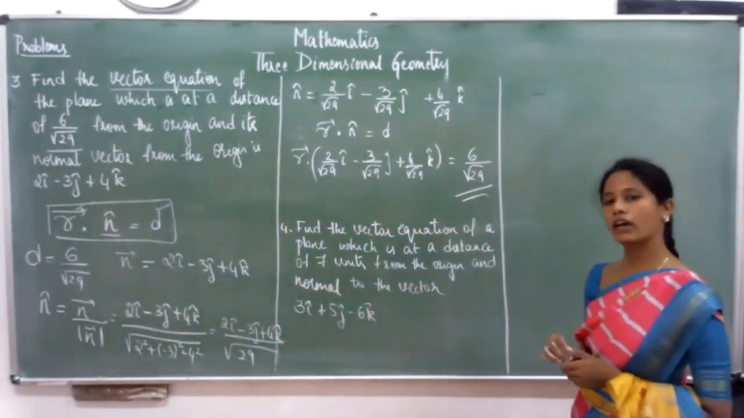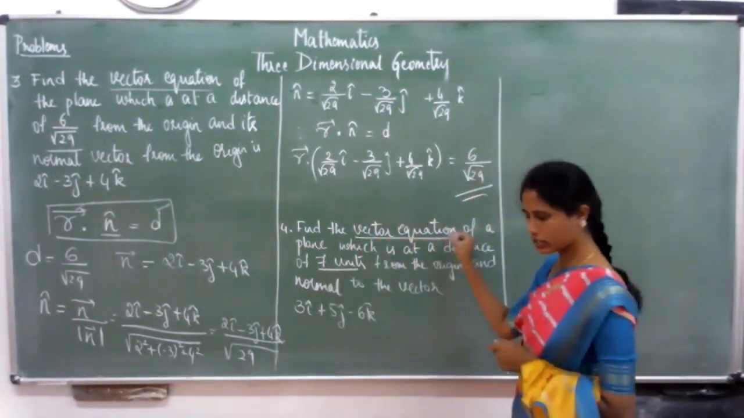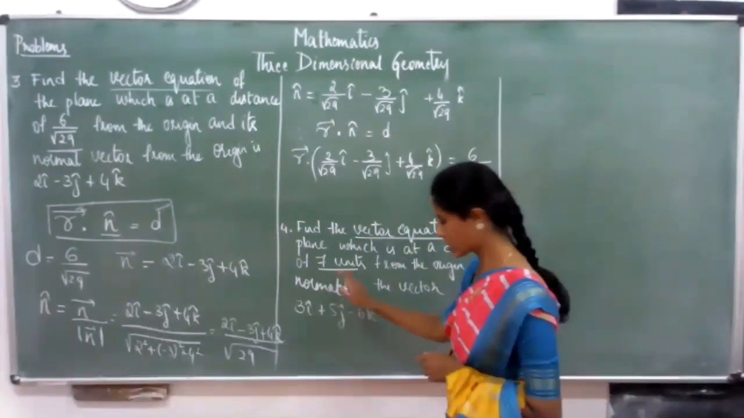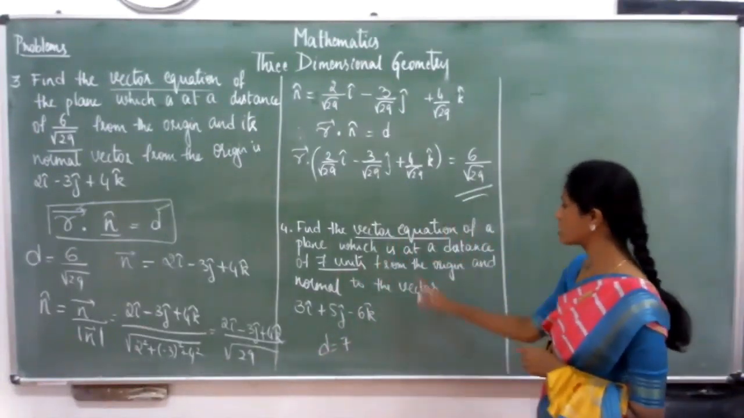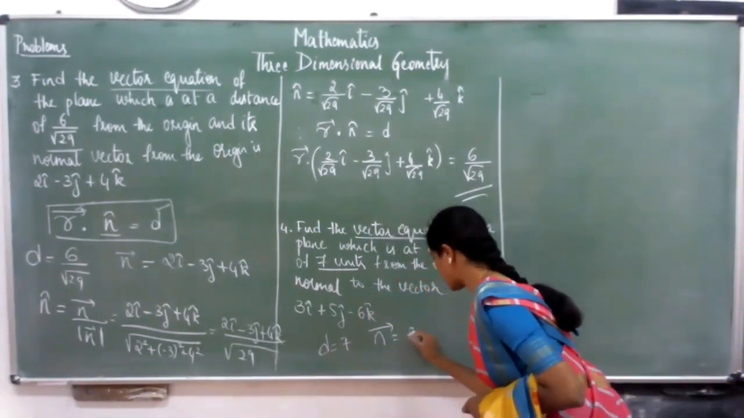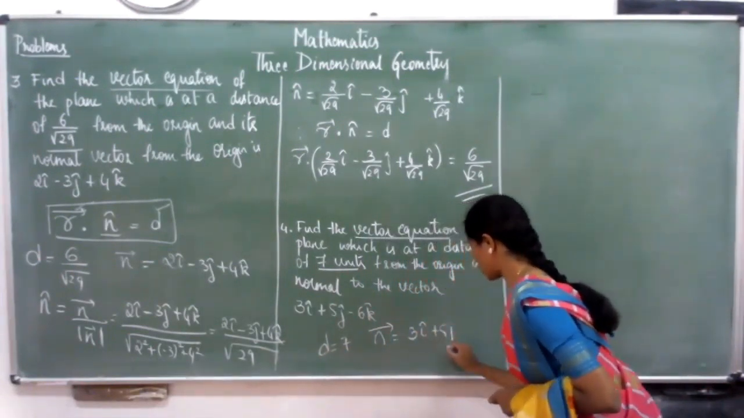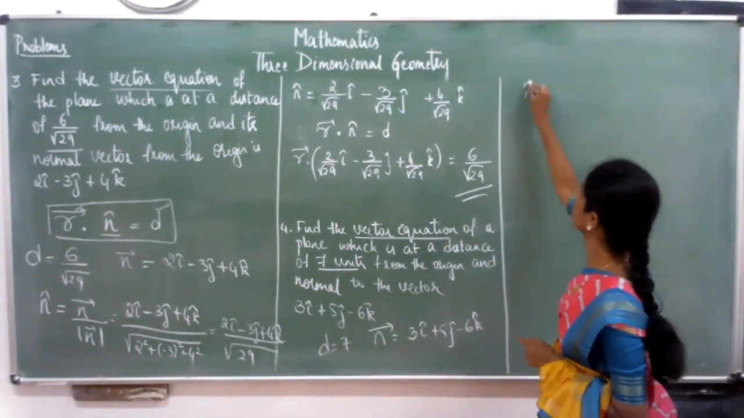Next question, you have a similar question. Here, again we need to find the vector equation of a plane, and the distance d is given by 7. D is equal to 7 units from the origin, and the normal vector n is given by 3i cap plus 5j cap minus 6k cap. So what we need to find?